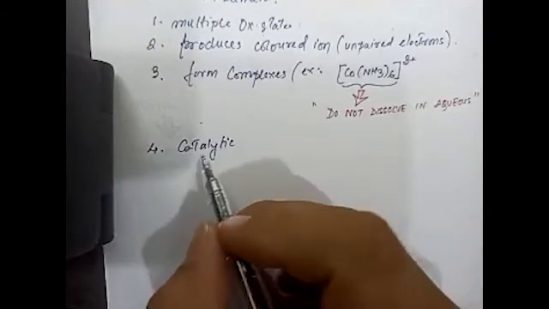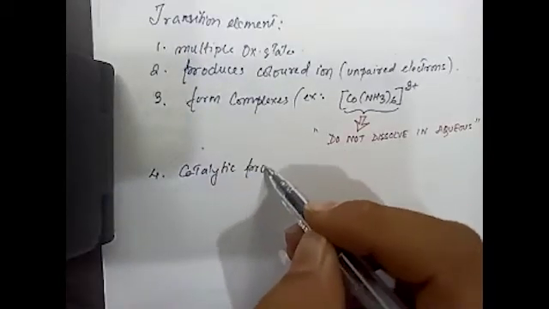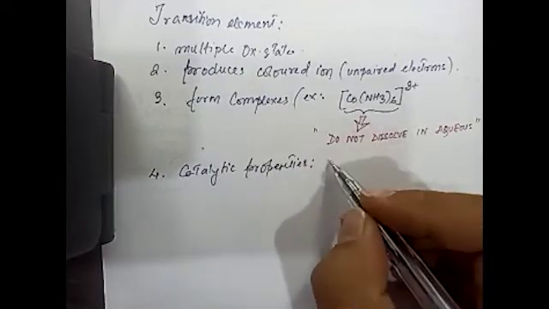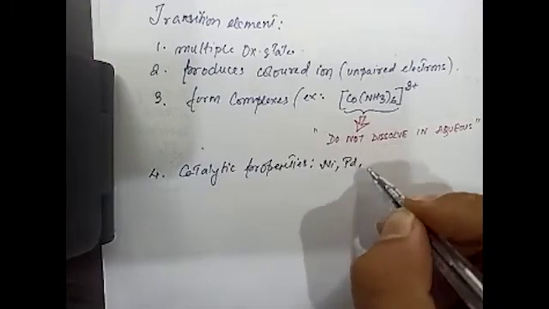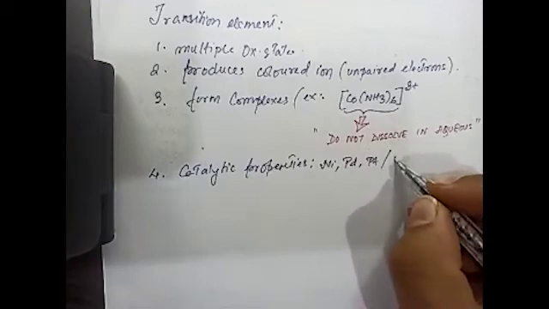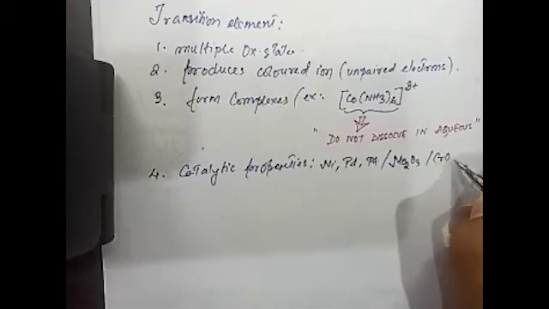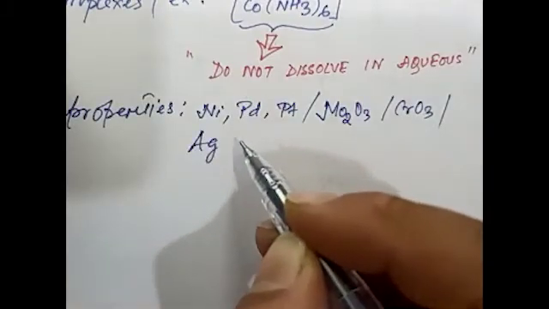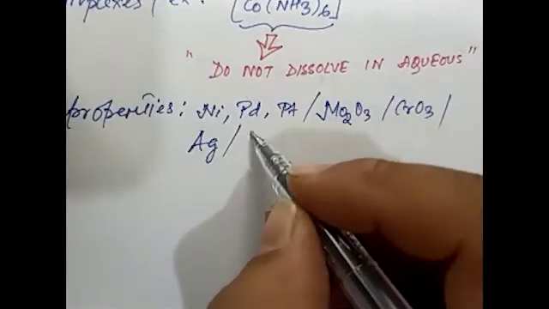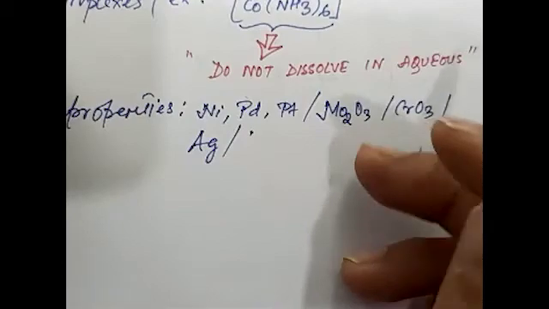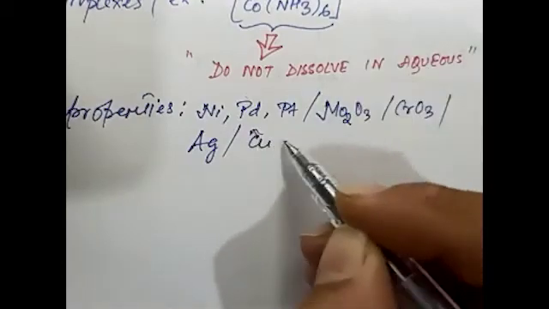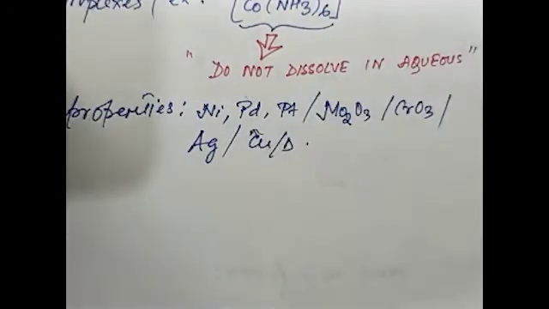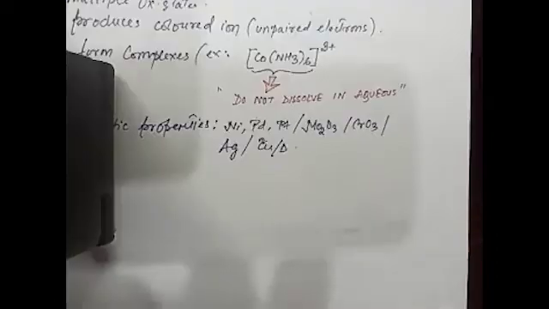Most of the time you can see that d-block elements form catalysts. They have catalytic properties. Some examples are nickel, palladium, platinum, then molybdenum oxide Mo2O3, chromic oxide CrO3. In aqueous solution you can see that all d-block elements or transition elements are in use. Silver is also used sometimes, then mercury in amalgam, then copper and heat. You have seen many organic chemistry reactions using this sort of catalysts, because they are mostly transition elements.